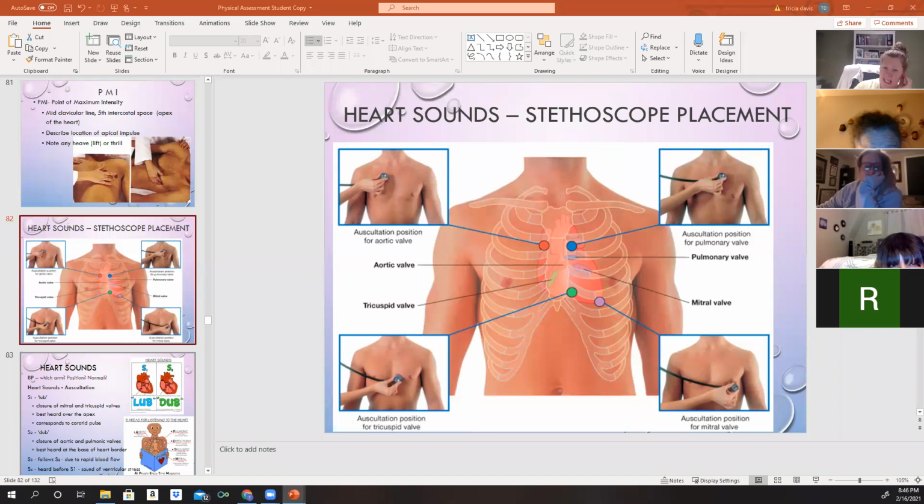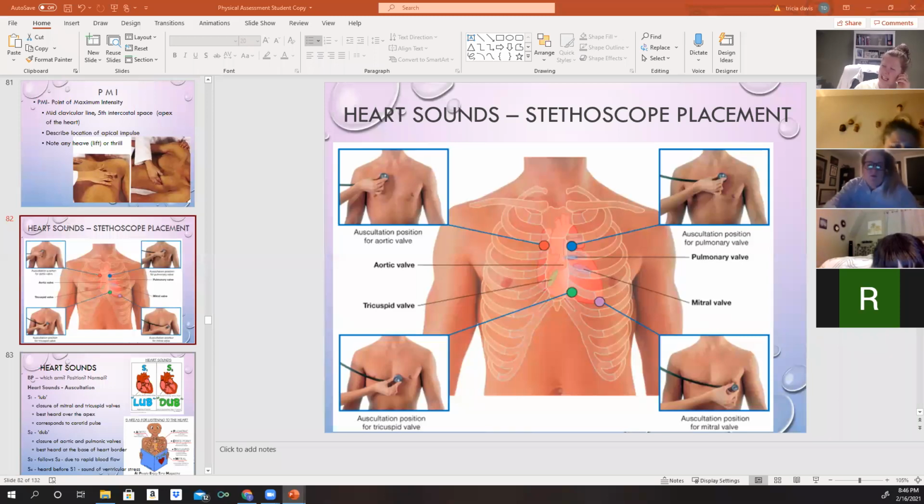So the S4 is the D lub dub, D lub dub. Now this one is normal in older adults, but not normal in children and younger adults. So it's the complete opposite of the S3. And then heart murmurs, those are those extra sounds where there's some kind of disruption with the blood flow in the heart, and they sound like swishing. And that's exactly what it sounds like.